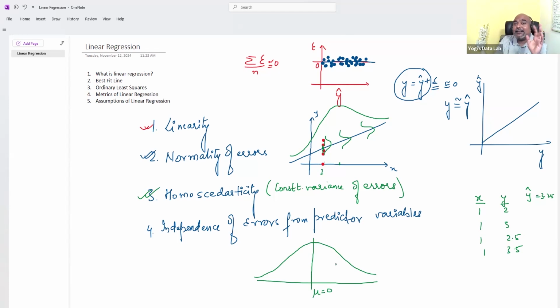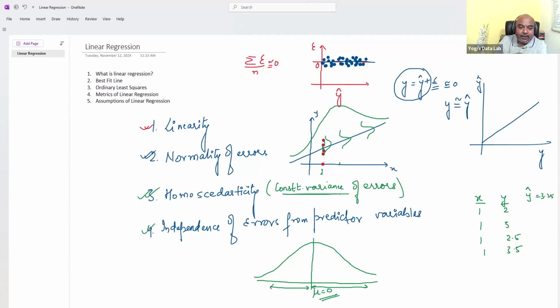Here, if I take the similar analogy and I say that my mean is 0 and I have a normal distribution, it means that I am going to have a fixed standard deviation from the mean of my values, which is nothing but my errors. If my standard deviation is fixed, it means my variance is constant, and that is nothing but homoscedasticity.